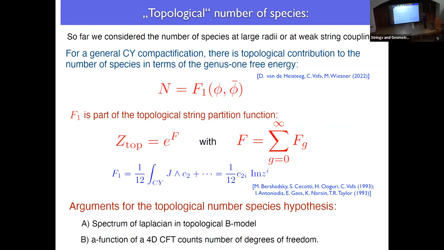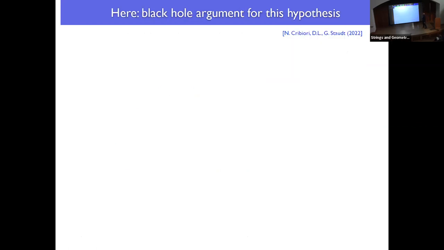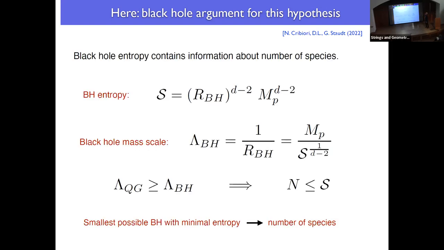However, what I would like to do now is to derive this assertion, this hypothesis that N is F1, in a different way, namely using black hole arguments. So I would like to present a complementary derivation of the same formula by using black holes and in relation with the effective field theory. So why would I like to use a black hole?